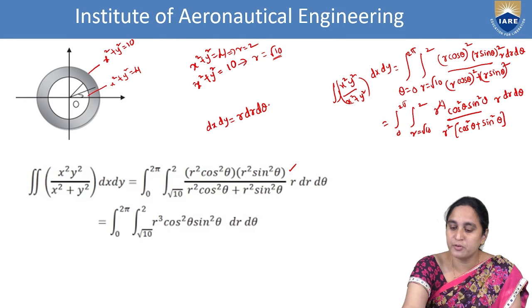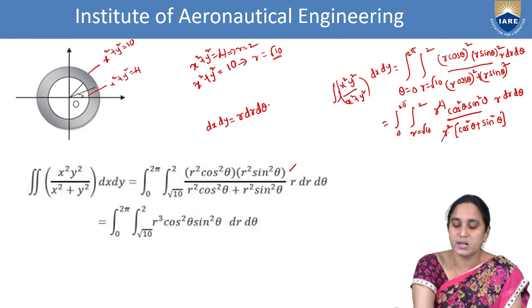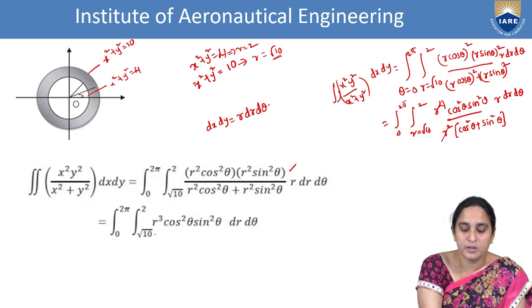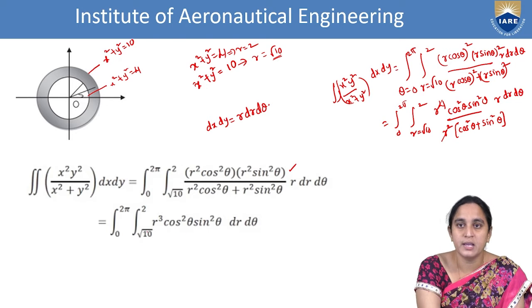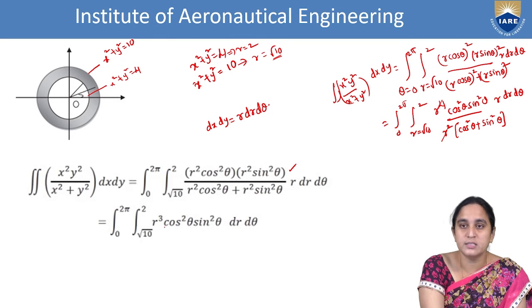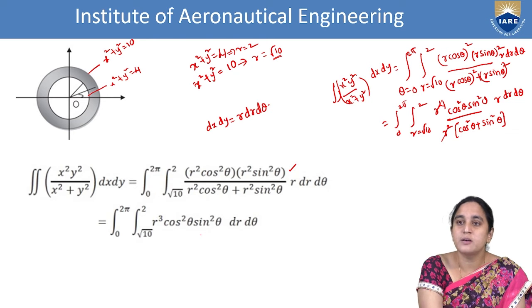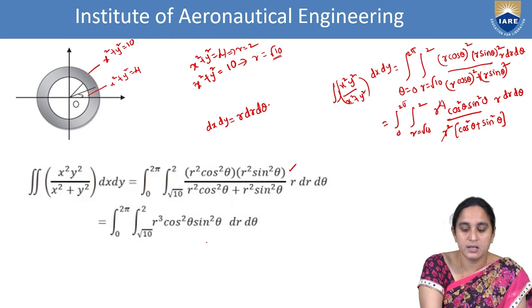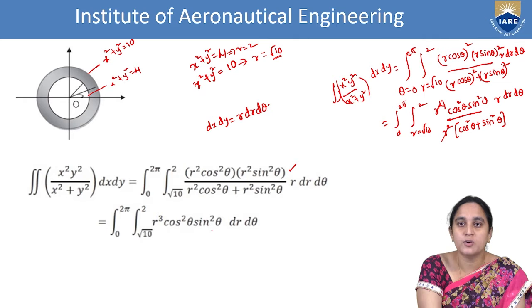Here r power 4, one r square and one r square cancel, and from that we got the integral 0 to 2 pi, integral root 10 to 2 of r square into r, that is r cube, into cos square theta sin square theta divided by (cos square theta plus sin square theta), which is 1, into dr d theta. Okay, what's the concept of polar coordinates?